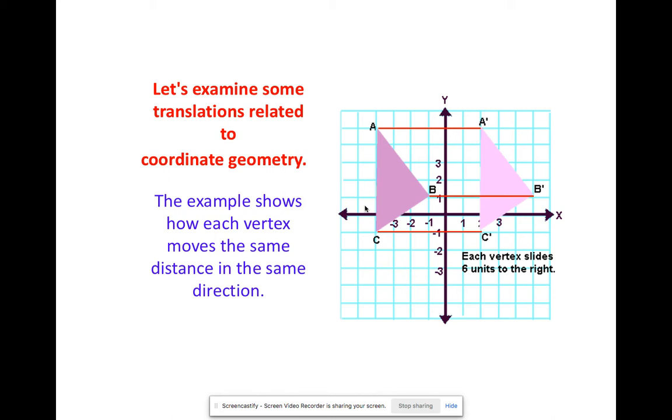The example shows how each vertex moves the same distance in the same direction. If we're moving A 6 units to the right, so 1, 2, 3, 4, 5, 6, it is now going to be at 2 and 5. We also have to move B 6 to the right, as well as C. So we have triangle ABC, and then we move it 6 units to the right. Now we have triangle A prime, B prime, and C prime. We call these points our vertices. Each vertex slides 6 units to the right. A is a vertex, B is a vertex, and so is C.